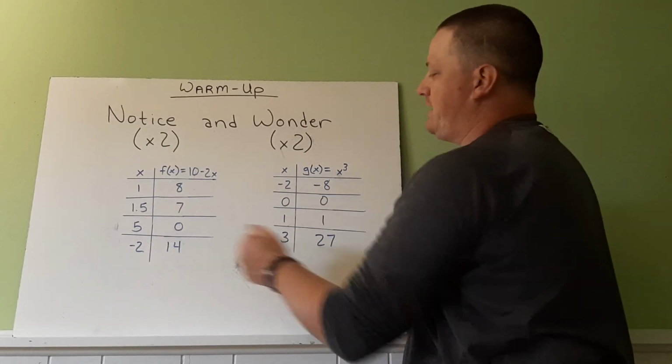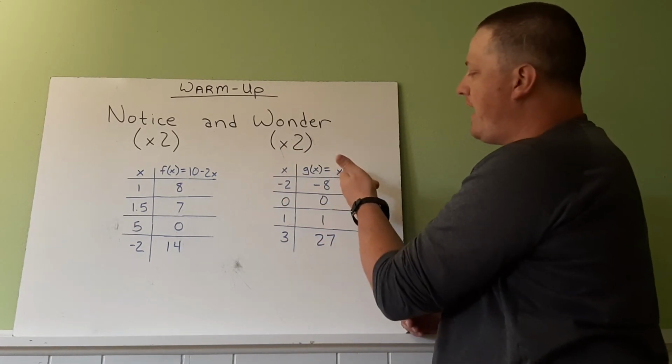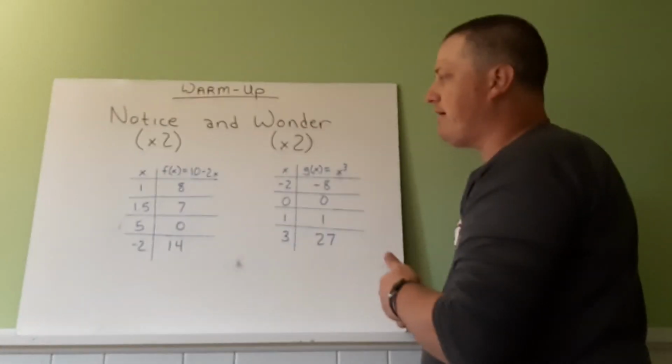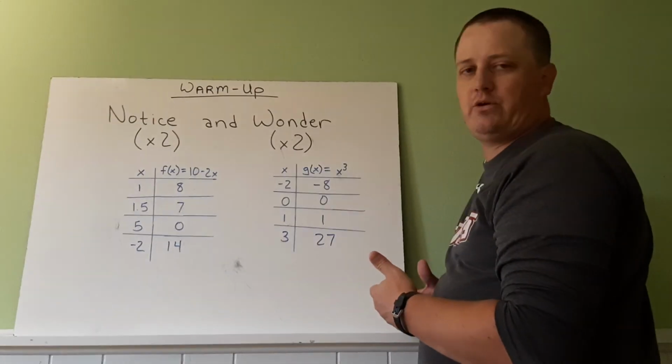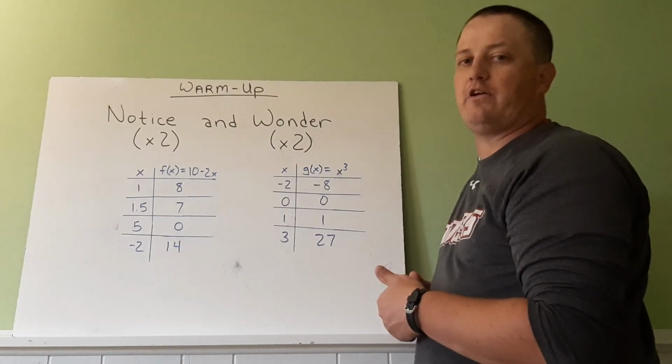So here's our first table. Our second table, we take our x, -2 here, and plug it in for x, and we would get -8 here. So look at the 2 tables, see what you get, and come up with 2 notices and 2 wonders to start our discussion tomorrow.